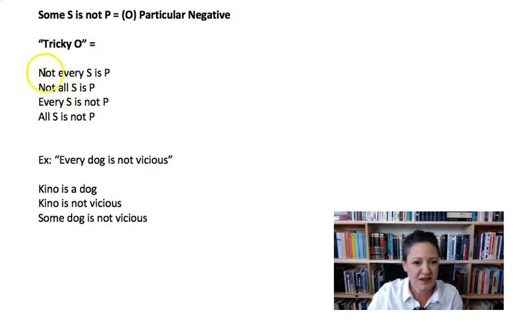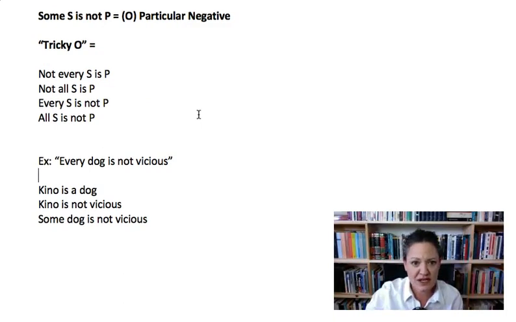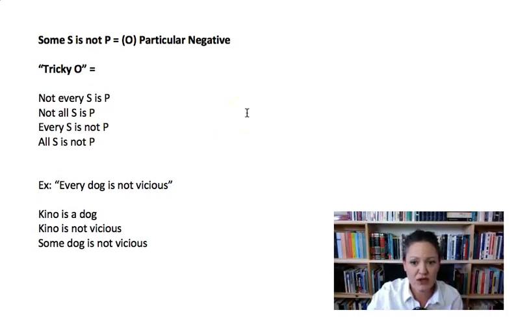Go through these other examples with the same words. "Not every dog is vicious." "Not all dogs are vicious." "Every dog is not vicious." "All dogs are not vicious." They mean the same thing. So here's an example of the tricky O. You will encounter the tricky O. You will get tricked by it, and that's okay. I'm spending a lot of time on this because we're going to be doing some exercises, and the tricky O will come up, and I want you to be able to identify it.